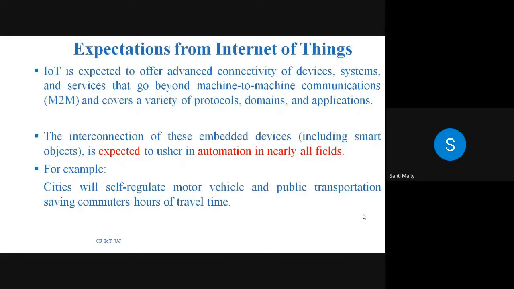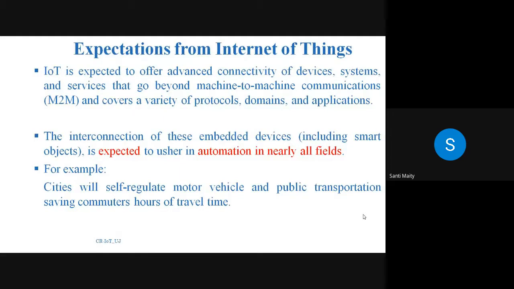So, expectation from IoT. What we can expect is that it is essentially connections of devices, systems, and services, that offers beyond machine to machine communication by means of a variety of protocol domains and applications. So it is expected that everywhere within the objects there should be some form of automation, and that would benefit all fields of our life.